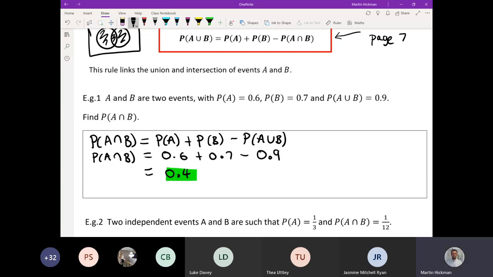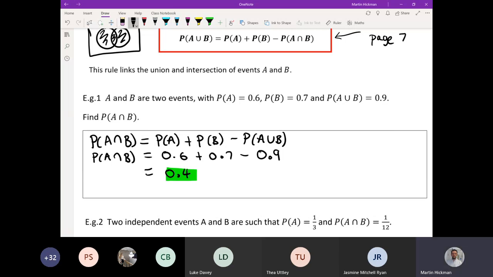So moving on to our next example, we're told two independent events. Okay, that's really important. A and B are such that the probability of A is a third and the probability of A and B is a 12th. And we're asked to find the probability of B and the probability of A or B. So I mentioned the fact that they're independent is important. That helps us greatly in this question.